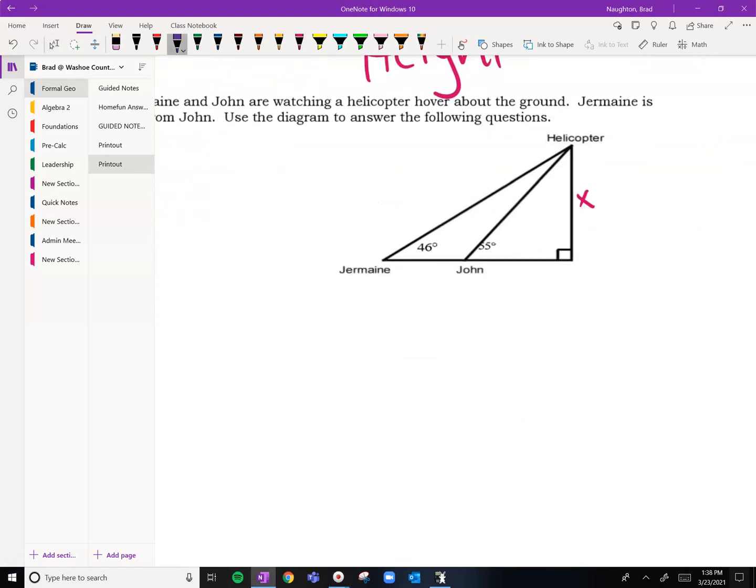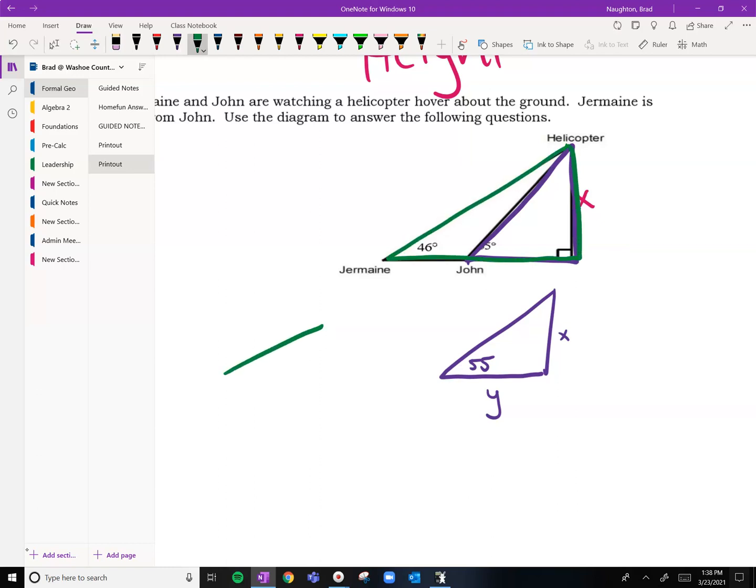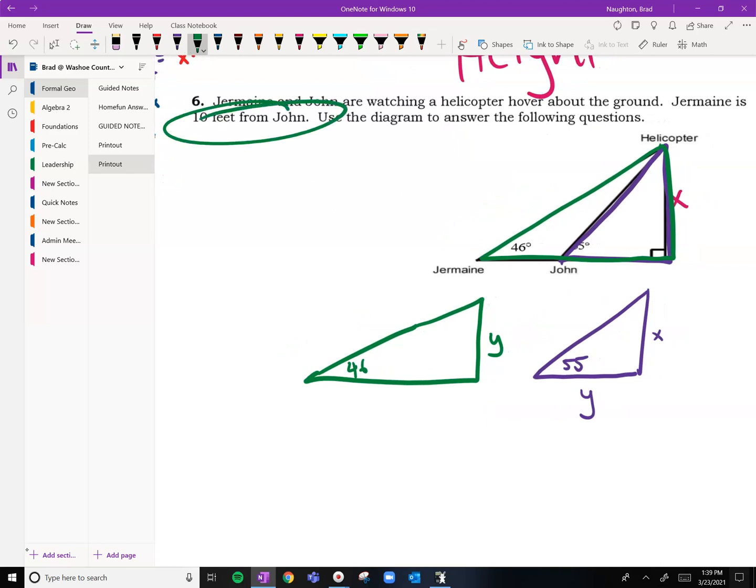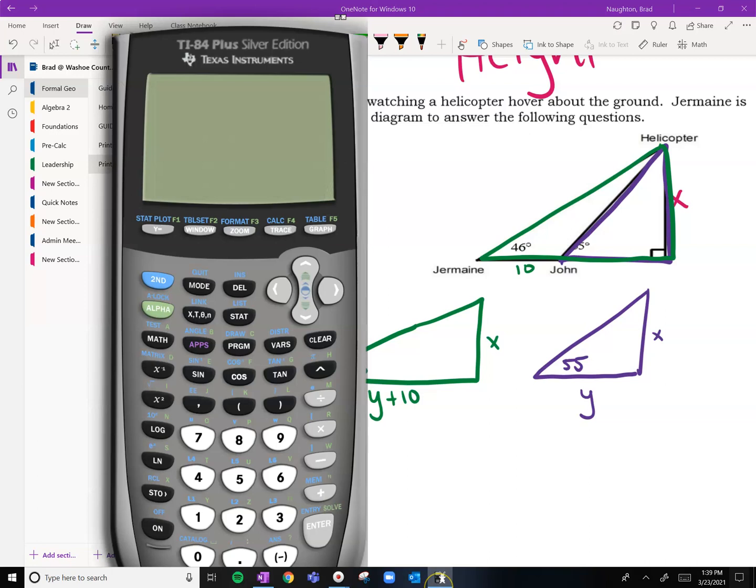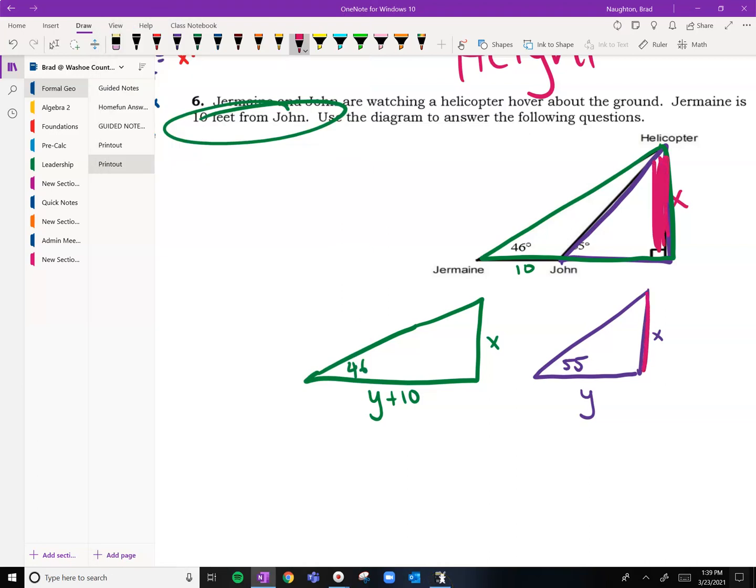All right, sports fans, let's see how you did. So with John in our first triangle, we're going to go ahead and draw this one right here. This is a 55, this is an X, and we're going to need some sort of Y to help us out because Jermaine, which is this big triangle over here, this is Y, this is 46, and it says that they're 10 feet away. So if this is 10, this will be Y plus 10, and this will be the X because it's the same X in both of these. It's this side. That's both this X right here and this X right here.